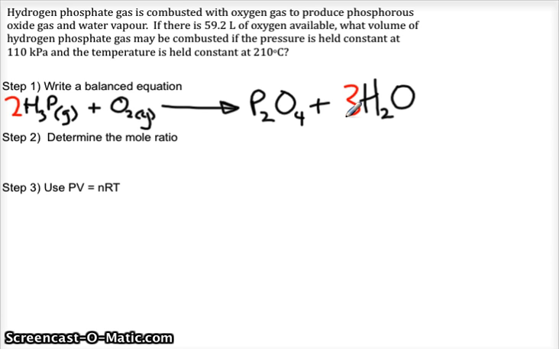Now I look at my oxygen. I've got 2 oxygen on the reactant side, and in total 7 oxygen on the product side. So I can't write 7 over 2. How I fix this is I double up all the numbers that exist there now. I'll just fix the other ones.